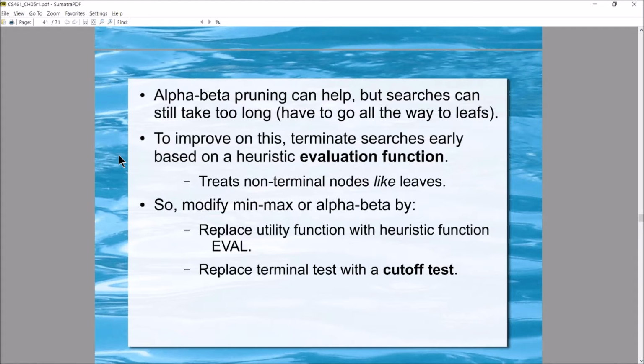I know that we could have gone another 20 nodes down the subtree, but we're going to cut it off now. So that cutoff testing function is going to make that decision. Should we end the search down this subtree right now? And if so, then we have an evaluation function that evaluates the state at the point of the cutoff. Remember, the evaluation function is going to treat those non-terminal nodes like they're leaves. They're non-terminal because we cut the search off before we actually went all the way down the subtree.